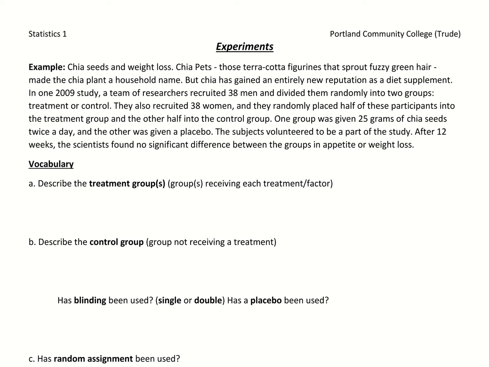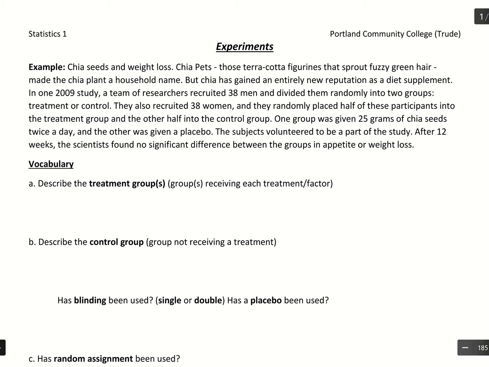So what we're going to do here is talk through some vocabulary that comes through when we're describing an experiment. We have this example here with chia seeds and weight loss, and they describe how they separate the groups and some different characteristics about the groups. So, describing the treatment groups. Treatment groups are the groups that are actually receiving the treatment. In this case, the treatment is the chia seeds that they're providing to the groups.